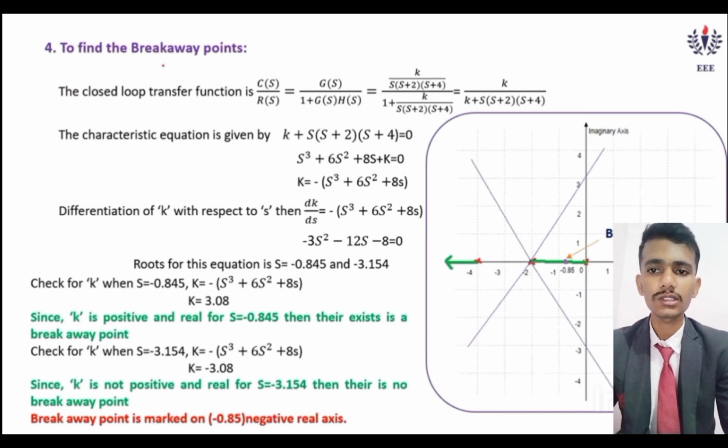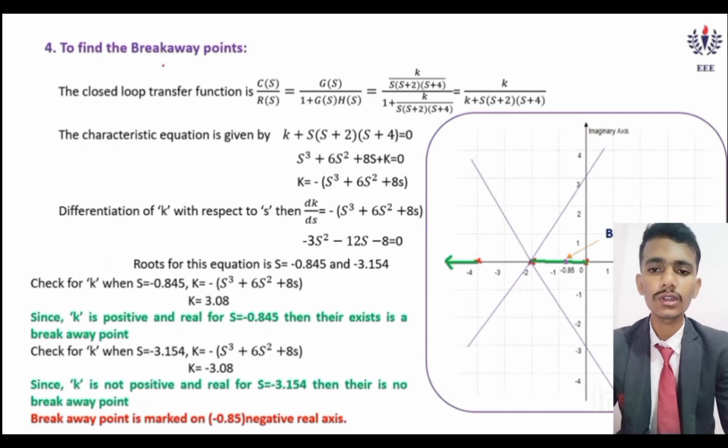The characteristic equation for this system is K plus s into (s plus 2) into (s plus 4) equal to 0. After that we get the polynomial equation s cube plus 6s square plus 8s plus K equal to 0. Then we find the value of K: K is equal to minus (s cube plus 6s square plus 8s). Then we differentiate that equation and get the polynomial equation minus 3s square minus 12s minus 8 equal to 0.